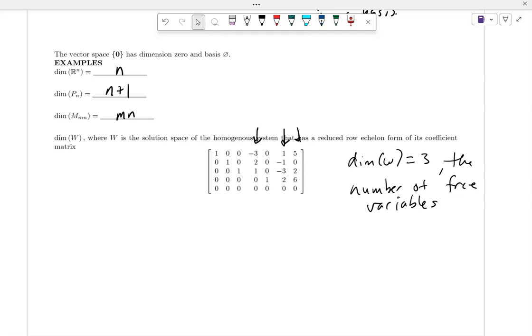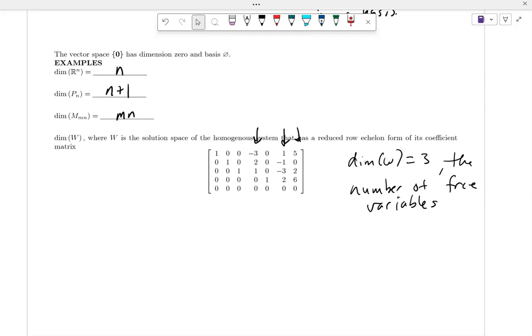M sub mn is m by n matrices. And so again, you'd have to put a 1 in each of the spots to get your standard basis, with zeros everywhere else, and so there's m times n elements in there. Looking at this example, we said that the dimension of the solution space here was 3. And let's talk a little bit about why.